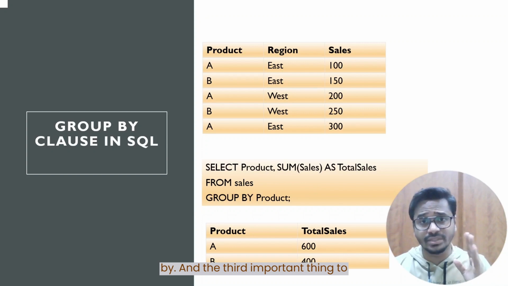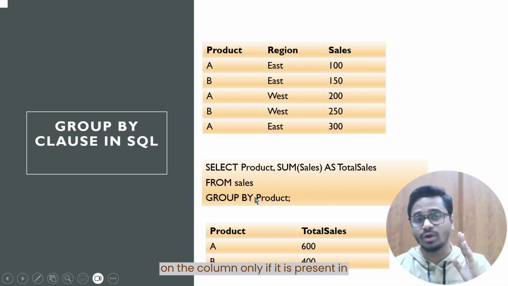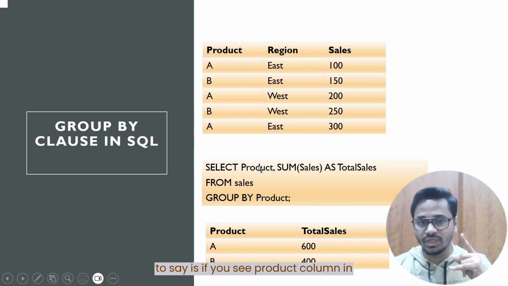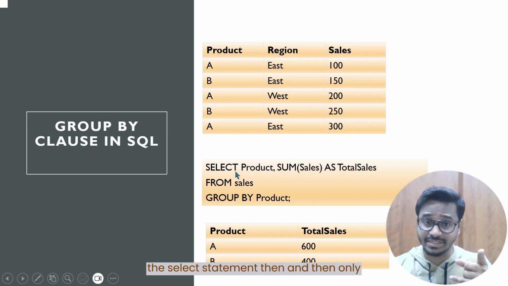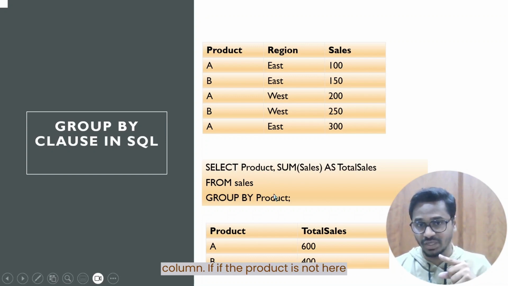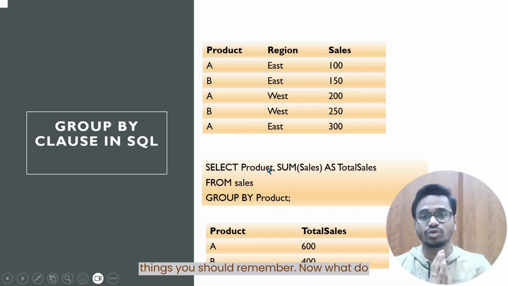And the third important thing to remember is that you can group by based on the column only if it is present in the select statements. What I'm trying to say is, if you see product column in the select statement, then and then only you can group by based on the product column. If the product is not here, then you cannot do that, right? So these things we should remember.